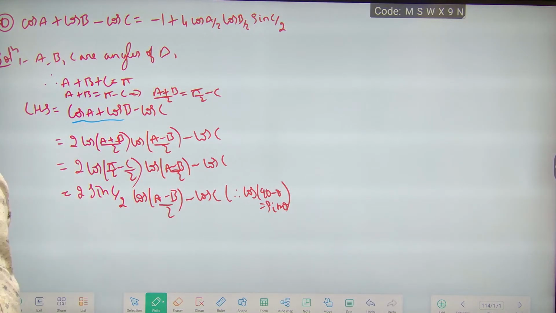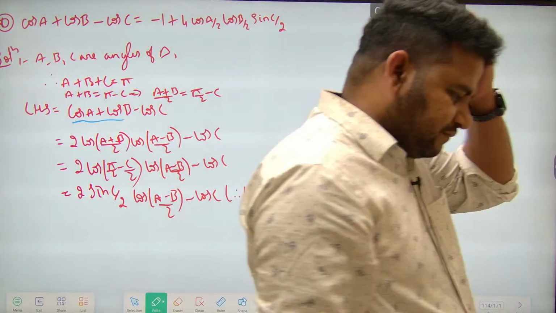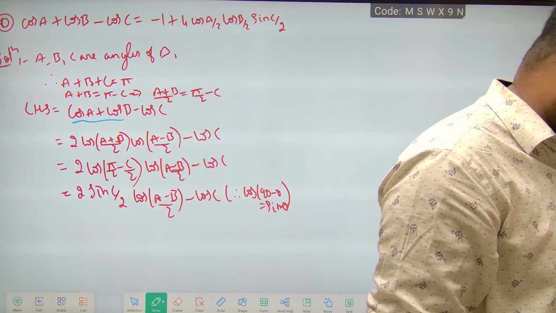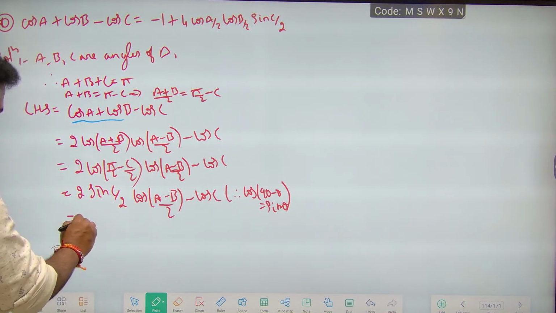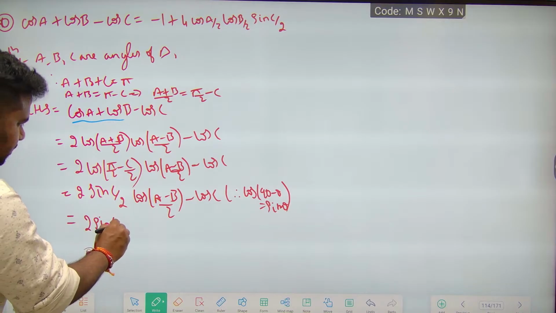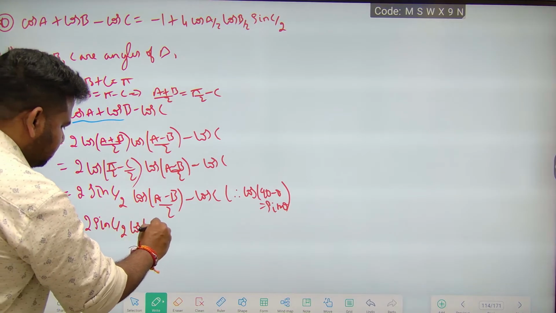Cos C, what can I do? I can apply the half angle formula for cos C. Whenever you see cos C here, you can apply the half angle formula for cos C in terms of sin. Let us apply it: 2 sin C/2 into cos (A minus B)/2.